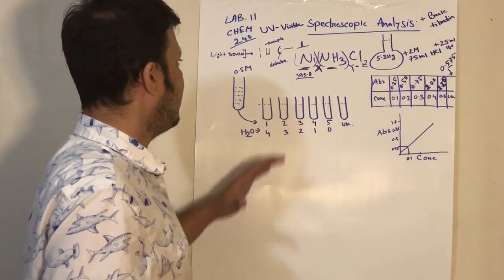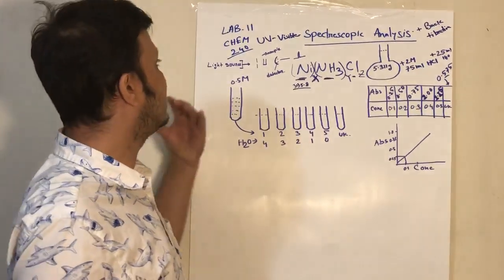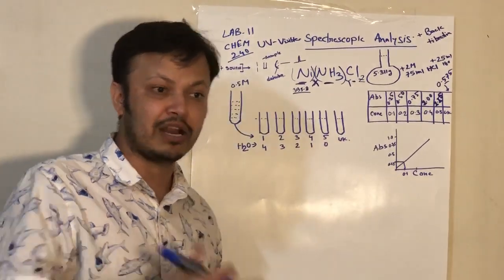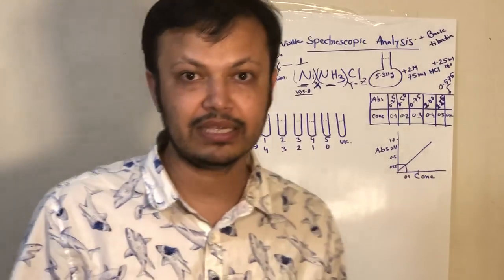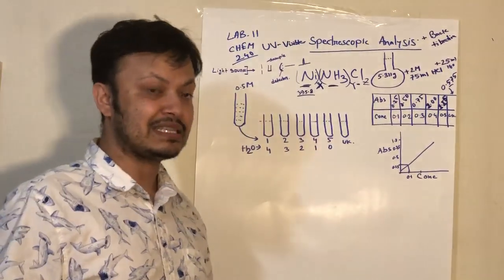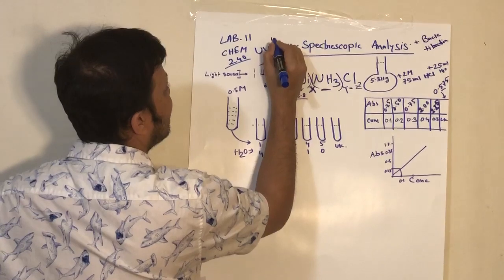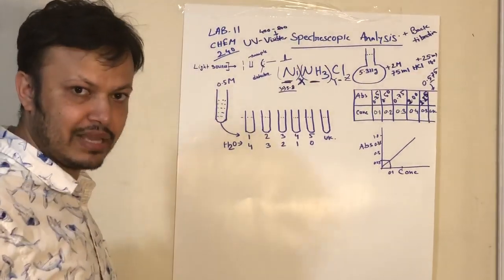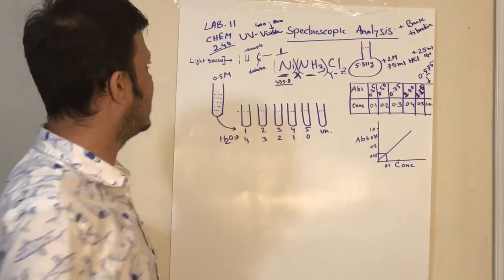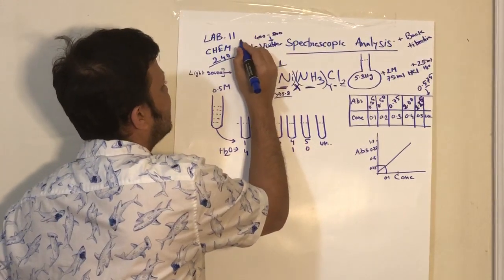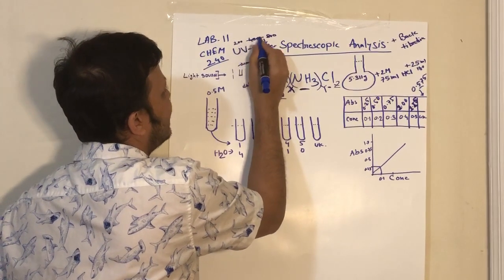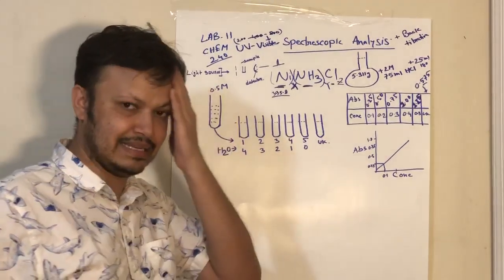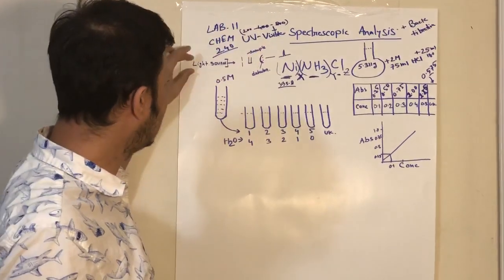So let's see how UV visible spectroscopy actually works. You know what visible spectroscopy is. Visible is 400 to 800 nanometers, right? But UV is some other range. Since UV is also included, it starts from 200. So we will use light from 200 to 800 nanometers.